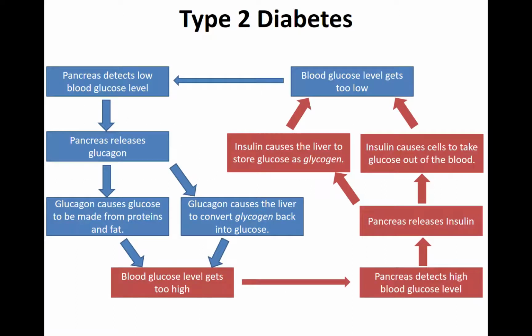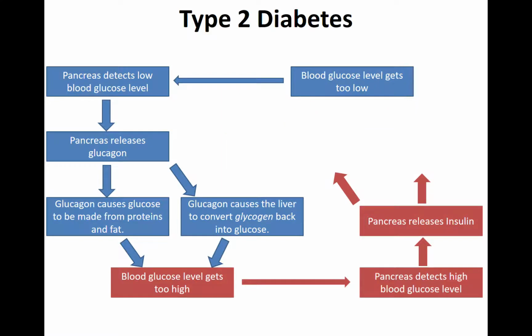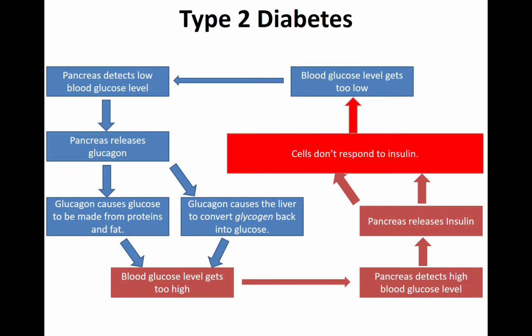In this case, the cycle is broken at the point where the body responds to the insulin. The cells don't respond to the insulin, which causes the blood glucose level to keep getting higher. Again, this breaks the cycle, and if the blood glucose level becomes too high, it can lead to damage to capillaries, eventual amputation, and potentially death.